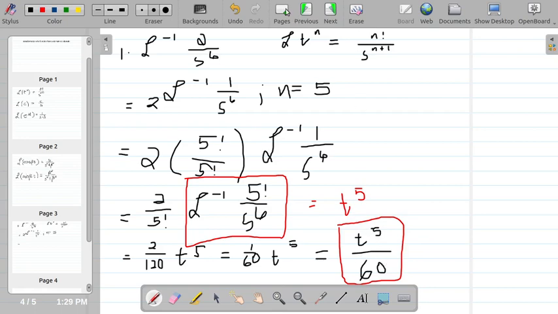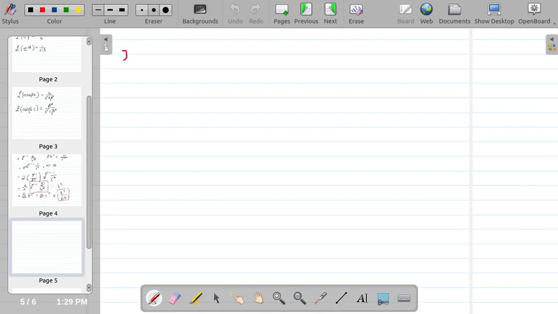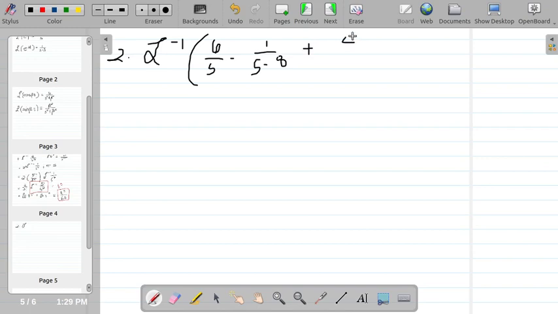Next example, number 2. Find the inverse Laplace of 6 over s minus 1 over s minus 8 plus 4 over s minus 3.